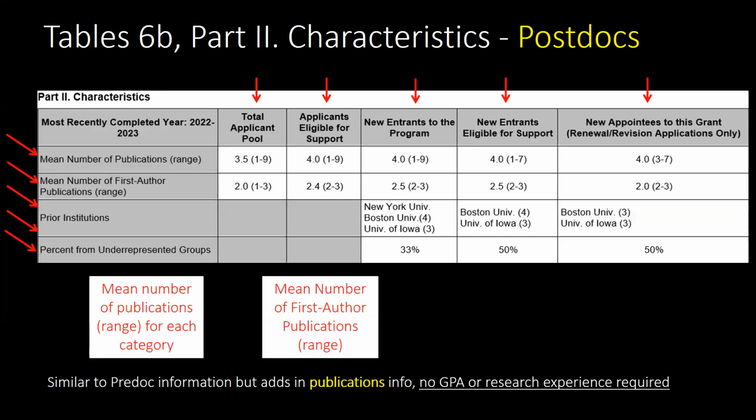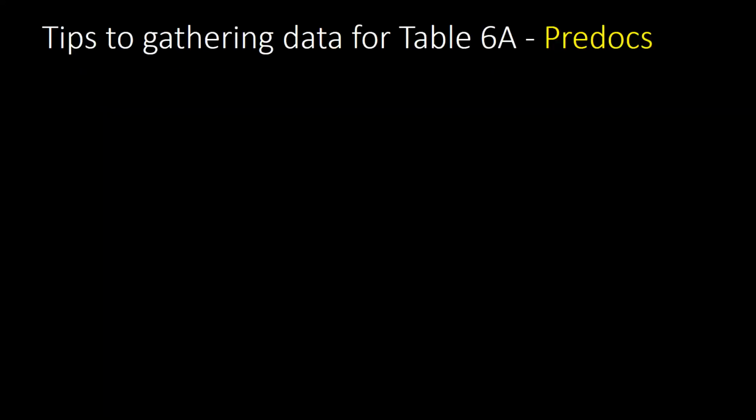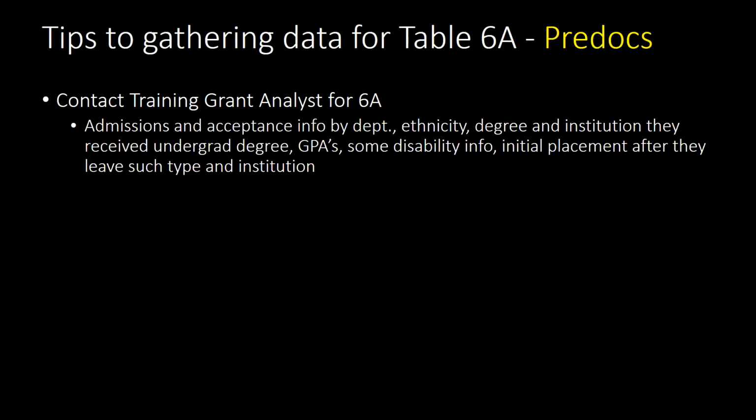And I should say, on the postdoc information, there's no GPA. They don't care about your GPA anymore, and they don't care about research experience. So it's not quite the same information on the pre-doc and postdoc side. Again, it's your mean across all those 5 years of data that you're giving them. So for table 6A, pre-docs.